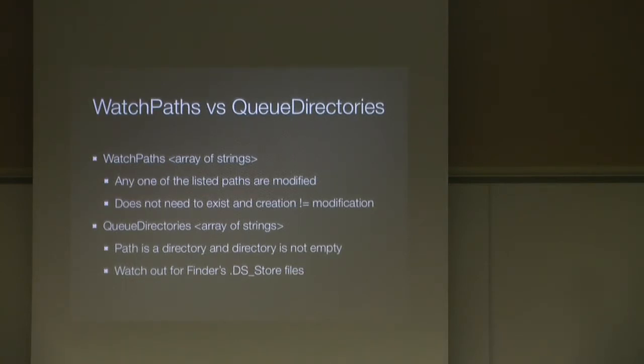And then queue directories takes an array of strings again, and the path is a directory, and the job runs when the directory is not empty. So your job is expected to process something in that directory and remove those files, and you have to watch out, because if you browse to that directory, the DS_Store files will trigger it.